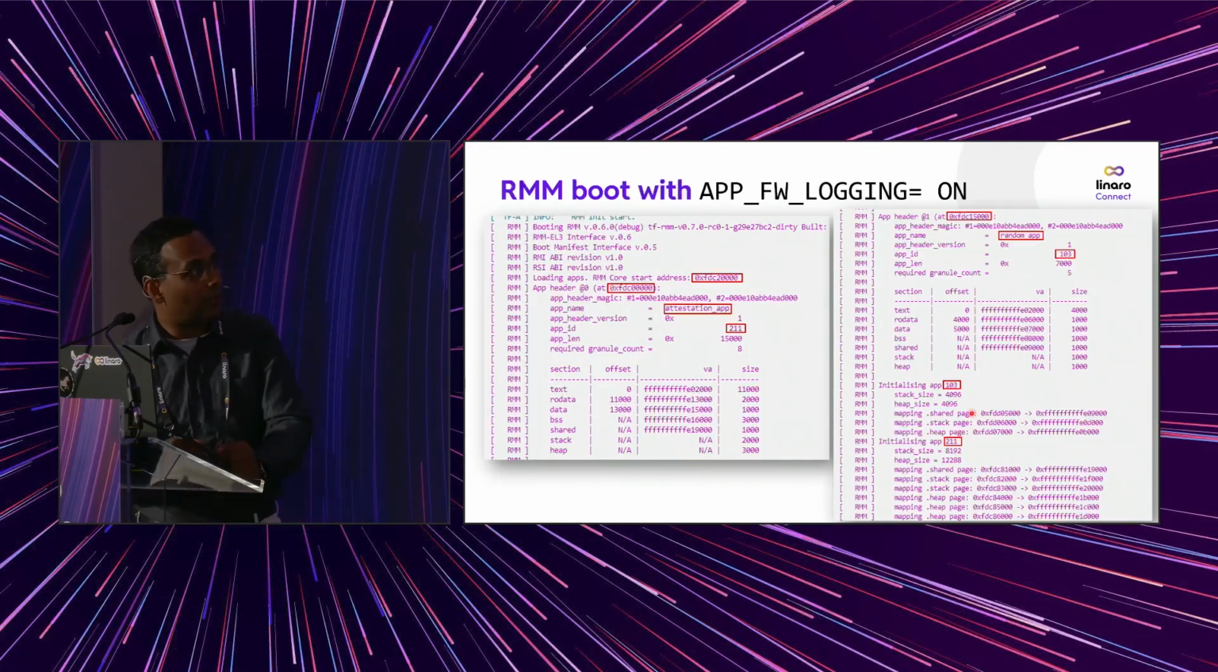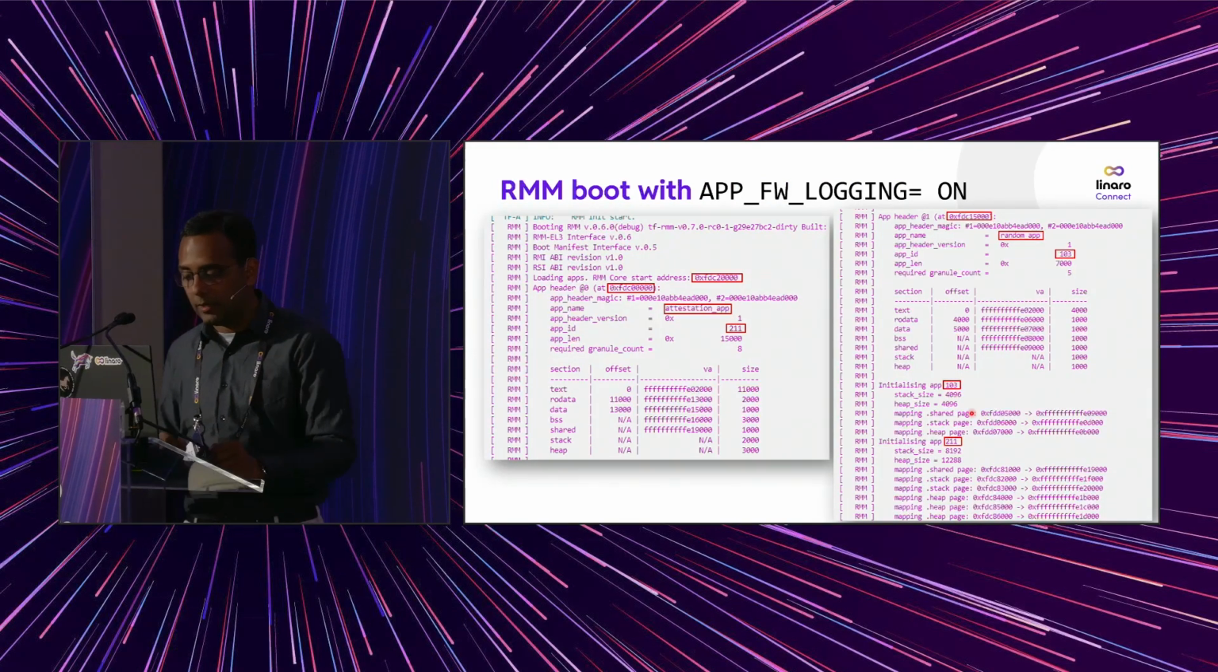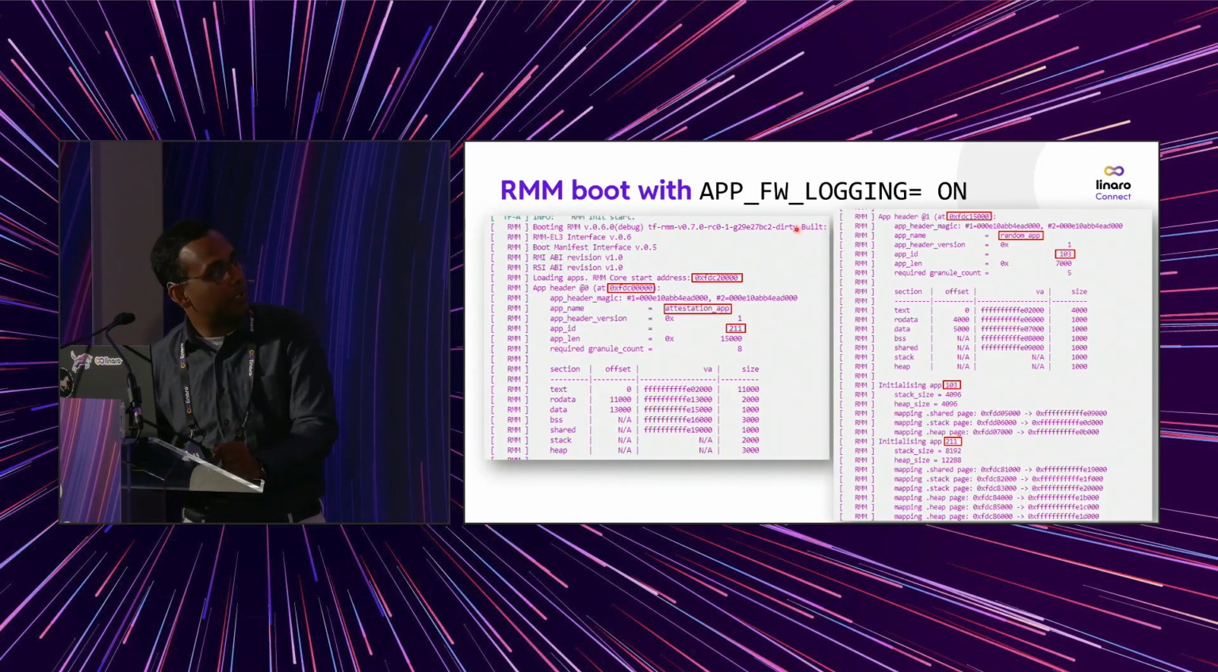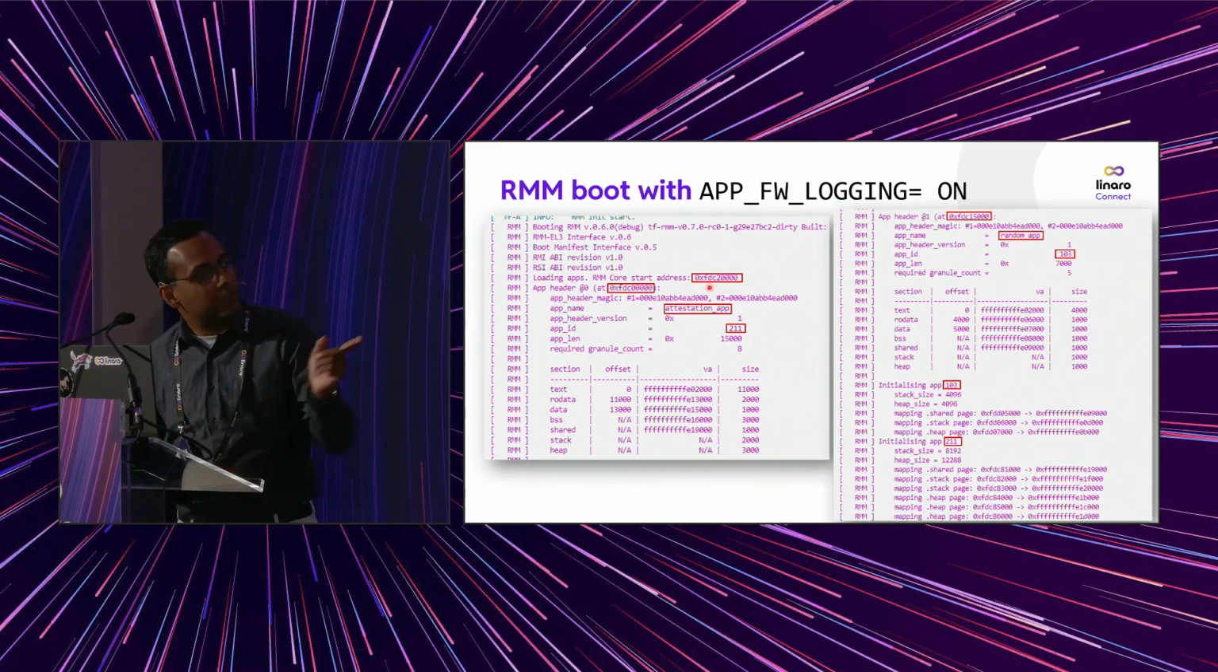I just wanted to show the log that will appear once the app framework is enabled. This is useful. This shows the address where the real RMM core, the EL2 firmware, is running. Then, as part of parsing the header, it prints out a lot of information. So the first app is at this address shown over there.